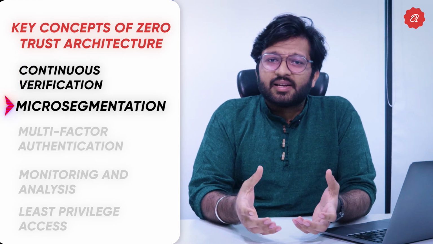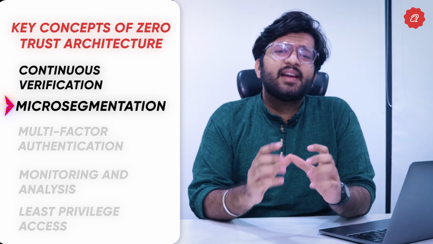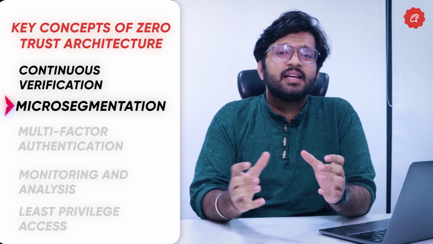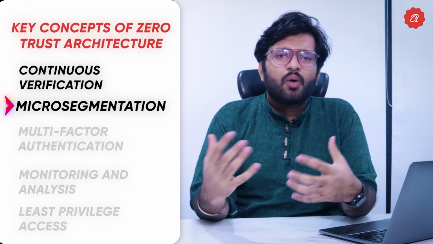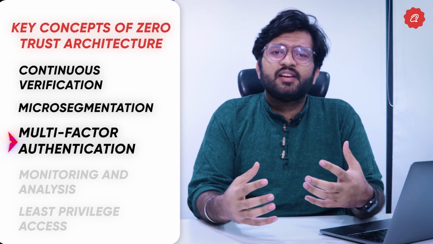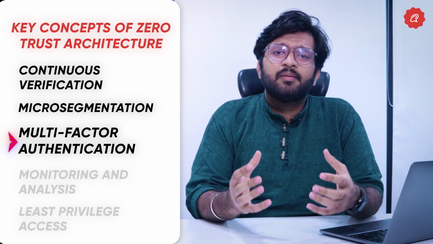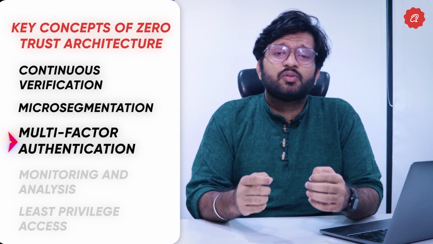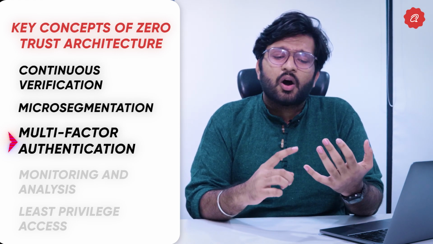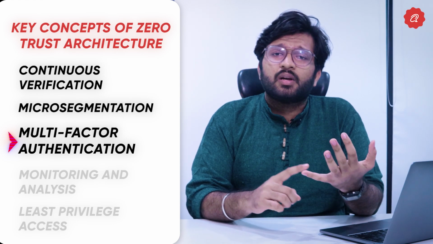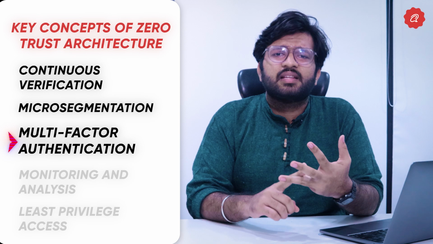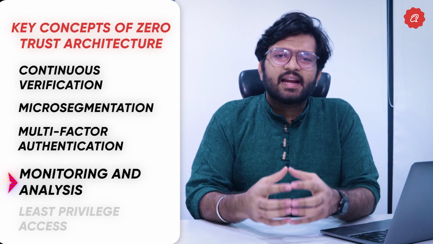Next is microsegmentation. In microsegmentation, we divide the large network of the organization into small parts so that the attacker cannot freely move throughout the system. Third comes multi-factor authentication. We increase the number of layers in the security authentication and make sure that the user is actually the one who he claims to be. Maybe you can use systems like authentication tokens, biometrics, authenticator apps, or maybe a YubiKey or some physical keys. Fourth, we have monitoring and analysis.